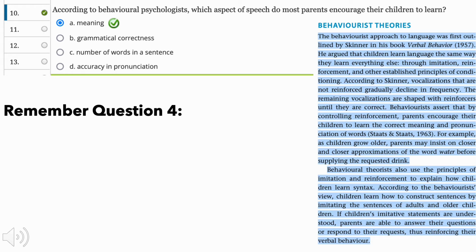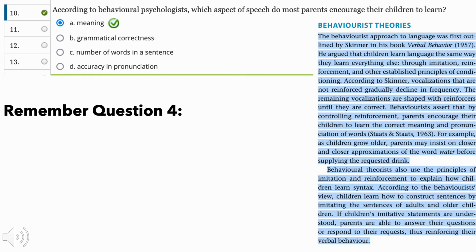Here is the same explanation for question 4. The behaviorist approach to language was first outlined by Skinner. He argued that children learn language the same way they learn everything else, through imitation, reinforcement, and other established principles of conditioning. According to Skinner, vocalizations that are not reinforced gradually decline in frequency.